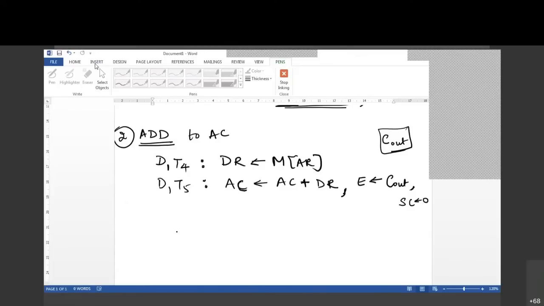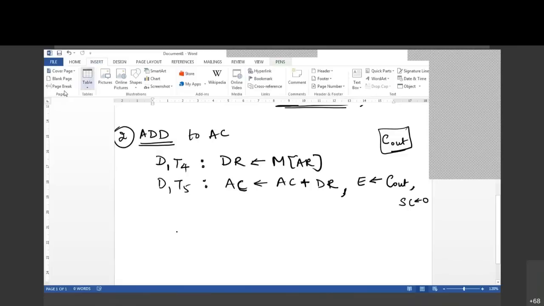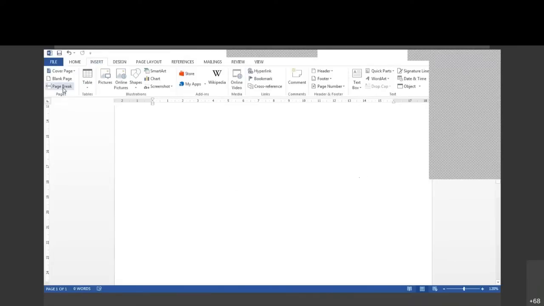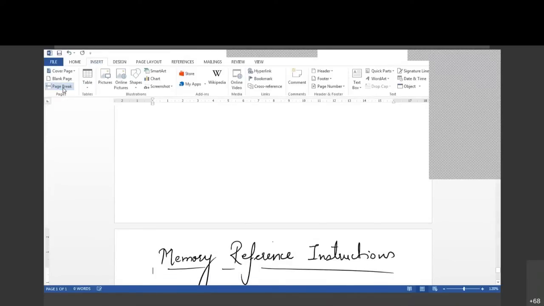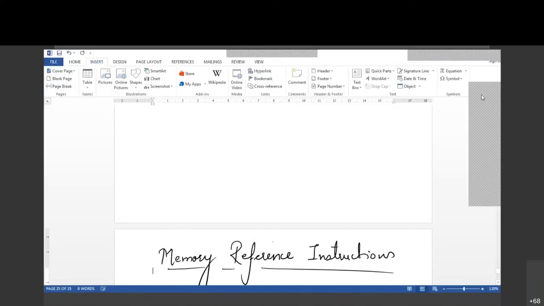I will have to insert pages. नीचे चला गया. No issues. चलो let us start from here.